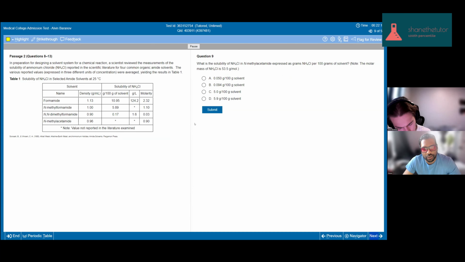Okay. What's the solubility of ammonium chloride in N-methylacetamide expressed as grams of that per 100 grams of solvent? Same kind of deal. But now, look, we don't have that, right? And we don't have this either. So we can't use the density thing, like we were able to previously, because previously we were given liters and we used density to convert liters into grams. But here we're not given anything in liters, so we're not going to be able to use density.